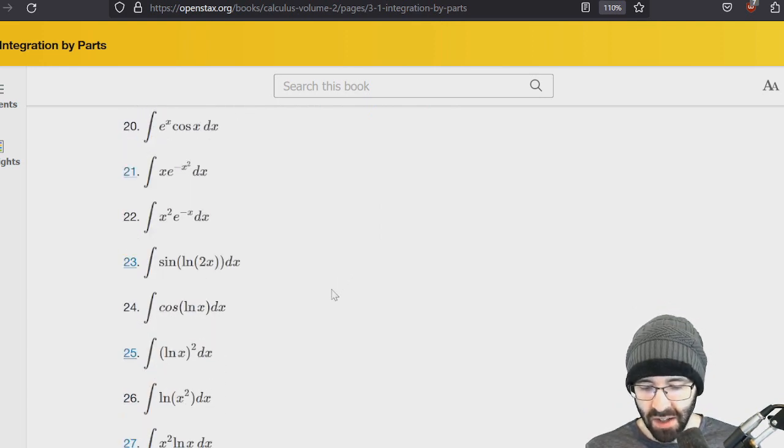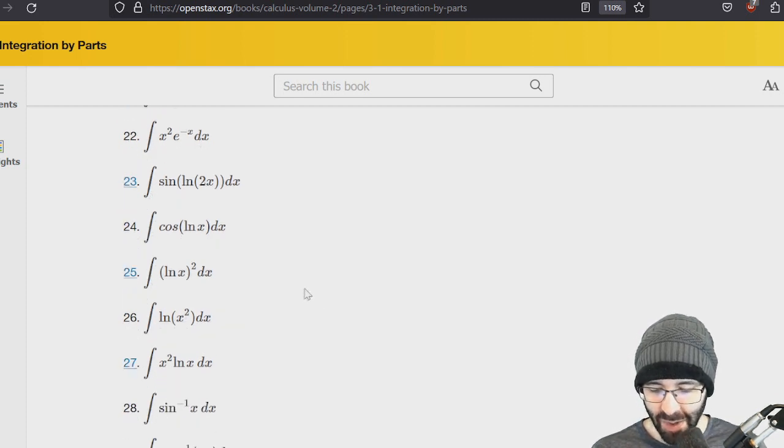Sine of natural log of 2x. No, I don't want to do this one. This is almost identical to what we did in the lecture video. So let's do 25.